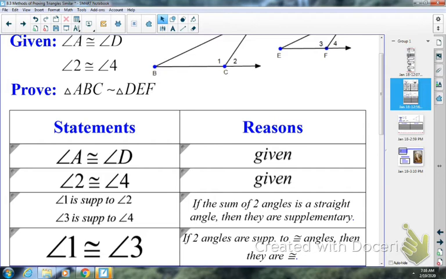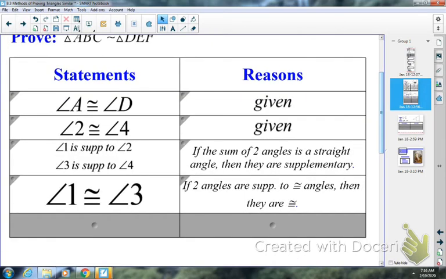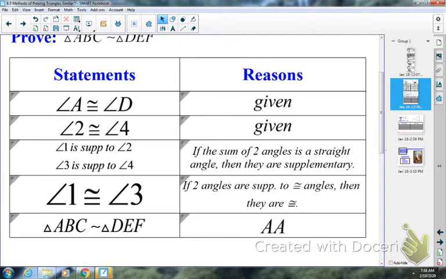So that is enough to prove the triangles similar, because again, notice we've got angles A and D congruent here, and then 1 and 3 are my other pair. So again, if I've got two pairs of corresponding angles congruent, that is enough to state your two triangles are similar by angle-angle similarity.